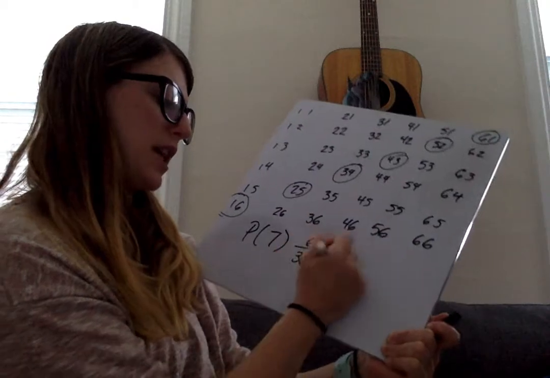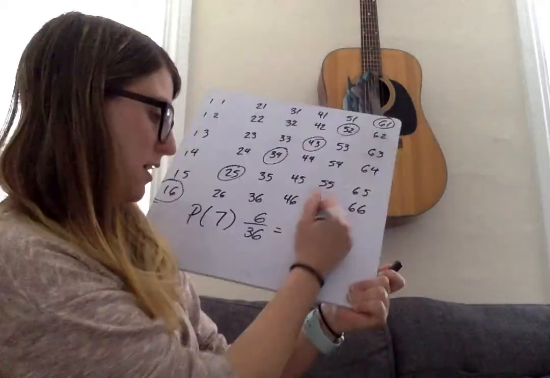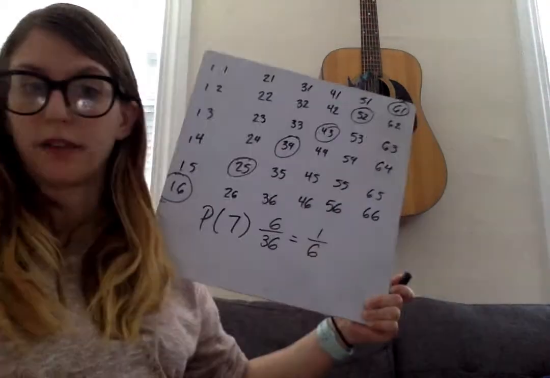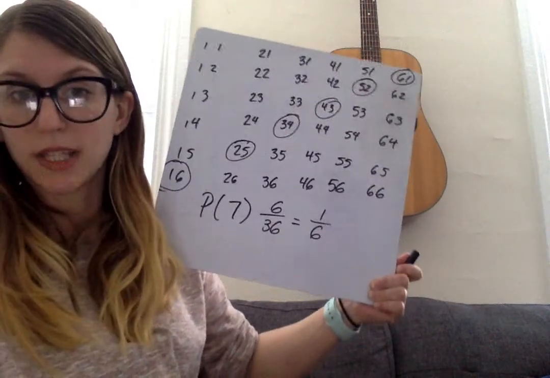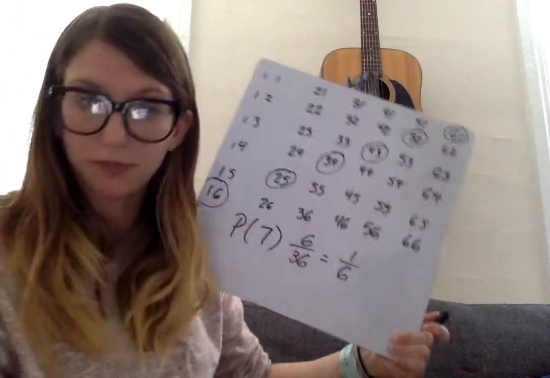Out of 36 possible ways to roll the dice, when I simplify, I get 1 out of 6. Sweet. That's it. It's as simple as that.